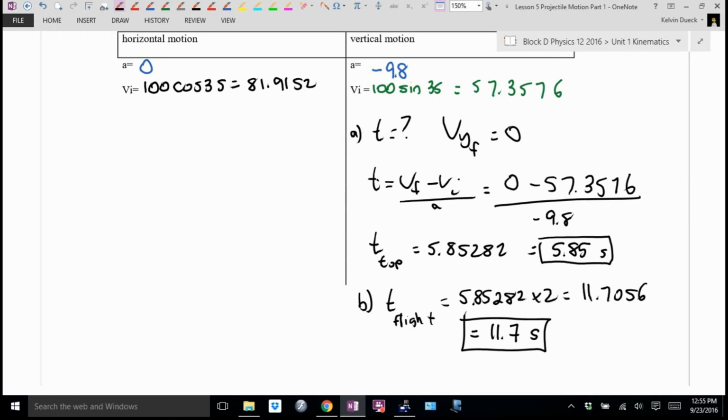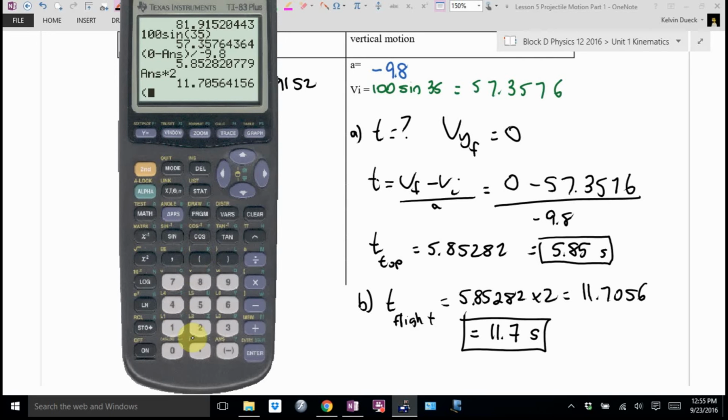Derek. V final is negative 57.3576. If you wanted to get total time of flight in one fell swoop, negative 57.3576 minus 57.3576 divided by negative 9.8. I'll bet you that also is 0.705. That's kind of clever. I would do that if I hadn't done part A, because I'm lazy.